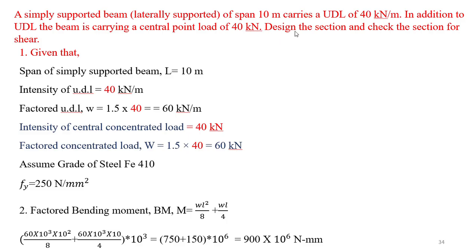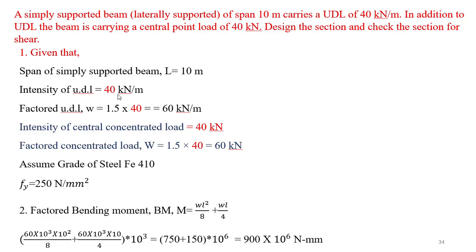Design the section and check the section for shear. These two we have to do. First of all, we have to write all the given data here. Span of the simply supported beam, they have given L is equal to 10 meters, whereas effective length is also the same, where K is equal to 1.